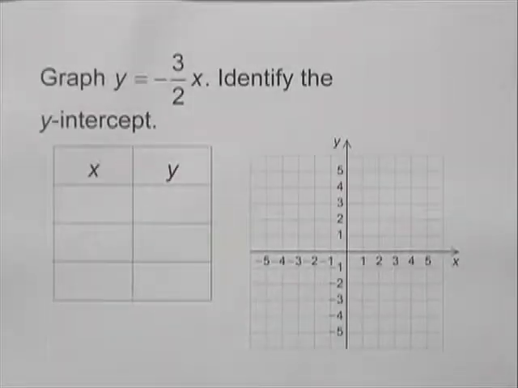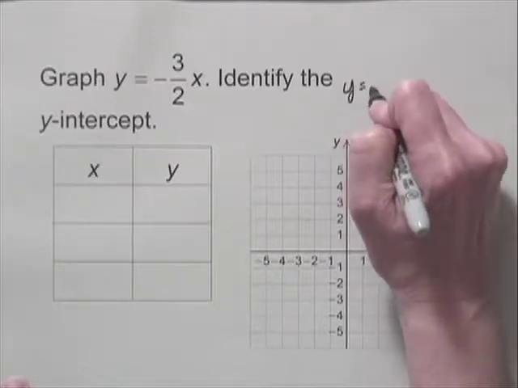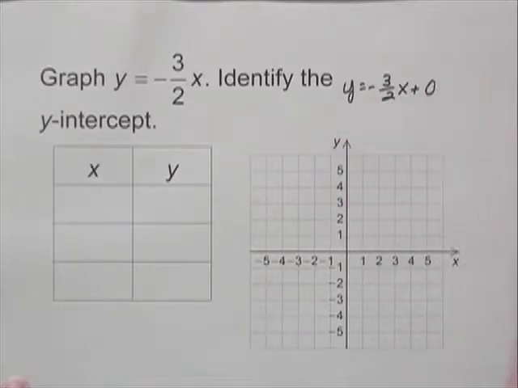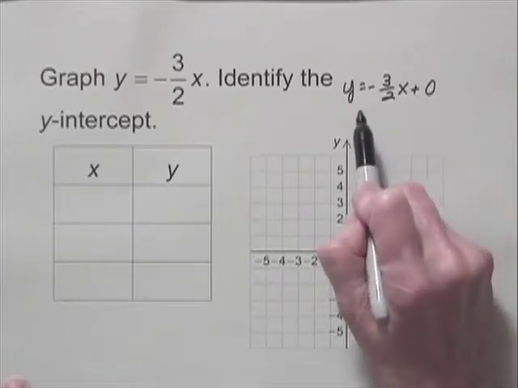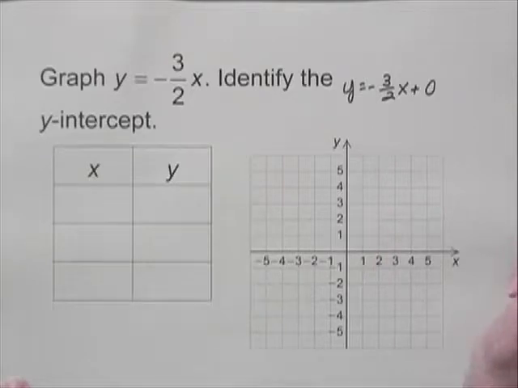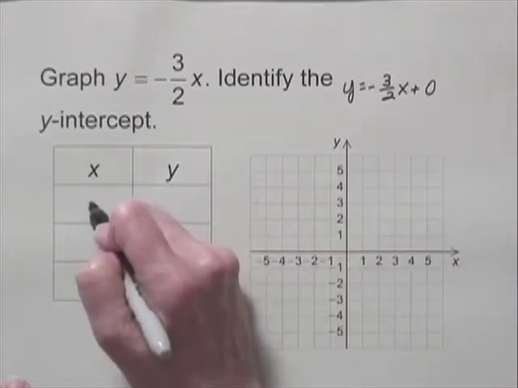Graph y equals negative 3 halves x. Identify the y-intercept. Well, we can think of y equals negative 3 halves x as y equals negative 3 halves x plus 0. This equation is written in the form y equals mx plus b, and that tells us then that the y-intercept is 0, 0, that 0 is the second coordinate of the y-intercept.